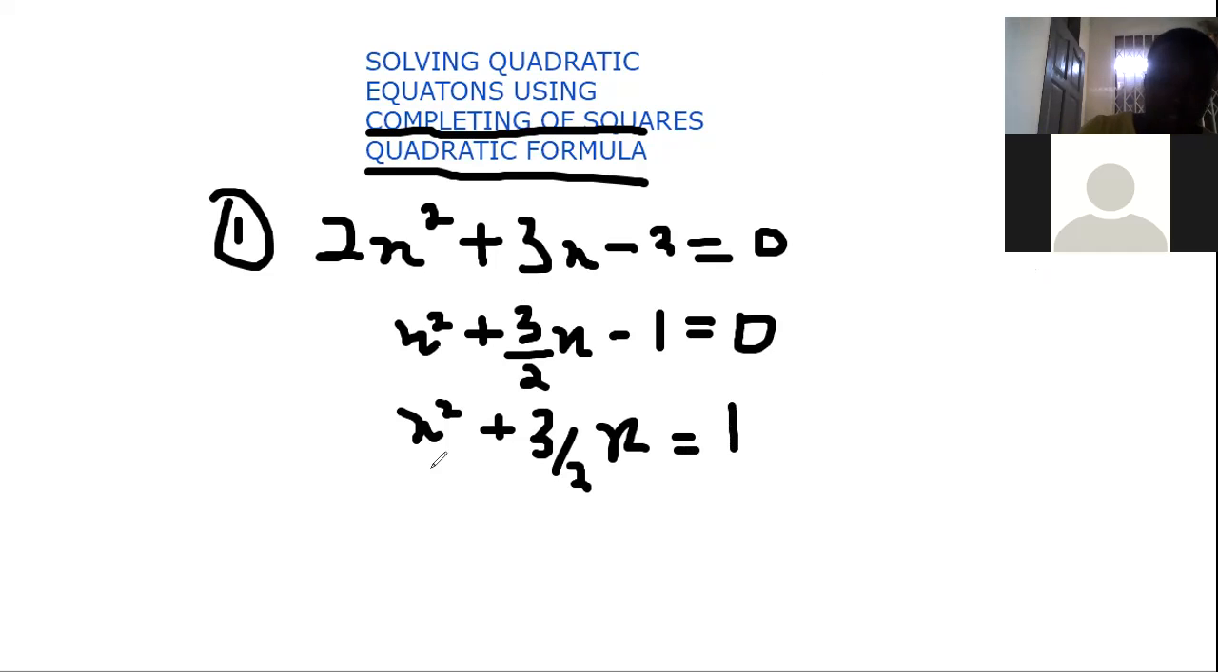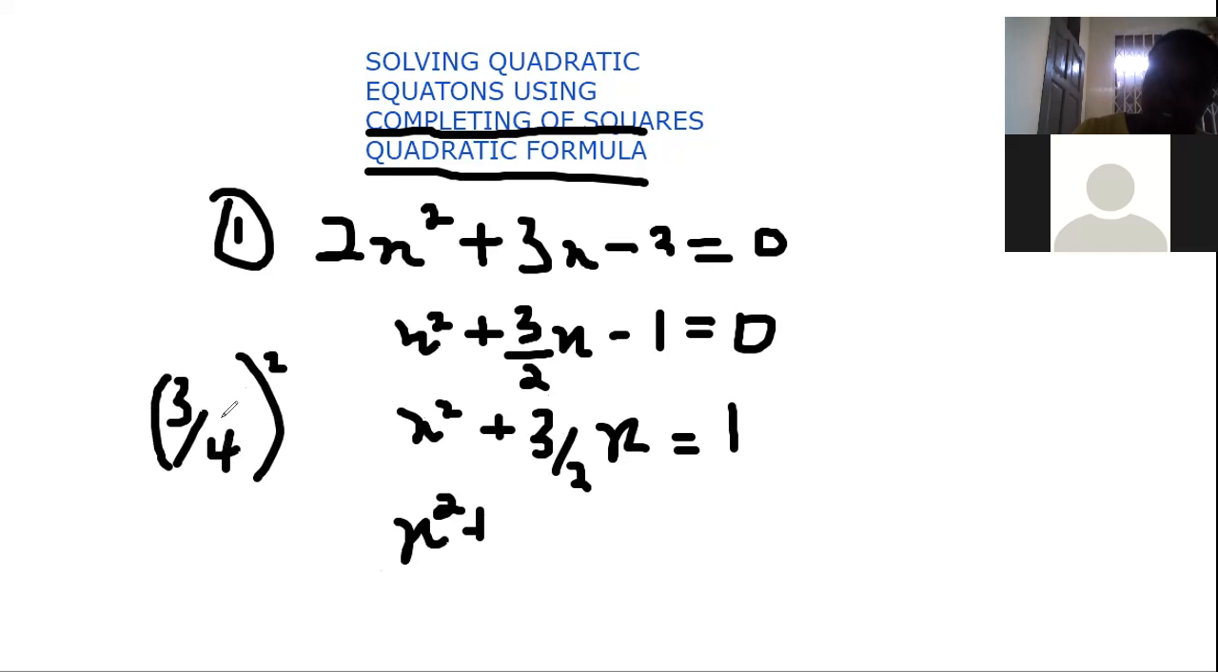So we have this. I hope I'm recording. So when we get here, the next thing is we are going to divide the coefficient of x by 2. When we divide this by 2, we are going to get 3 all over 4, and we are going to square it like we've been doing.